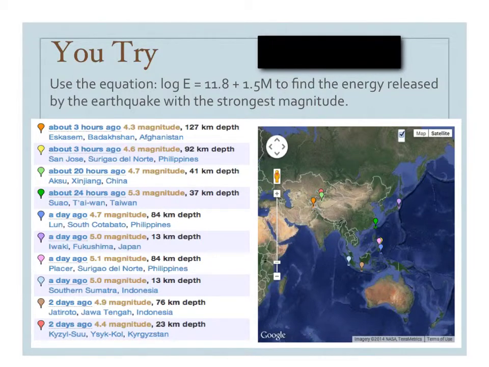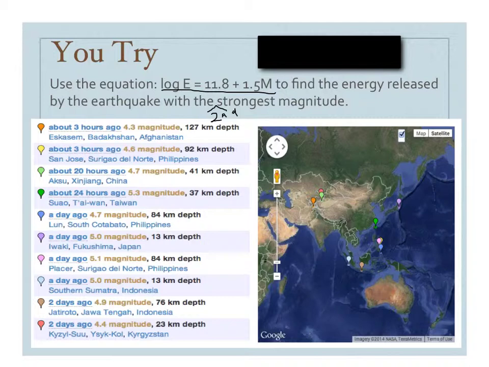Okay, so let's take a look at another real-world example of the equation that we just talked about. Let's try to use that equation to find the energy released by the earthquake with the strongest magnitude. Let me just change this to second strongest. So why don't you go ahead and pause this video, and try to find the amount of energy released by the second strongest earthquake here.